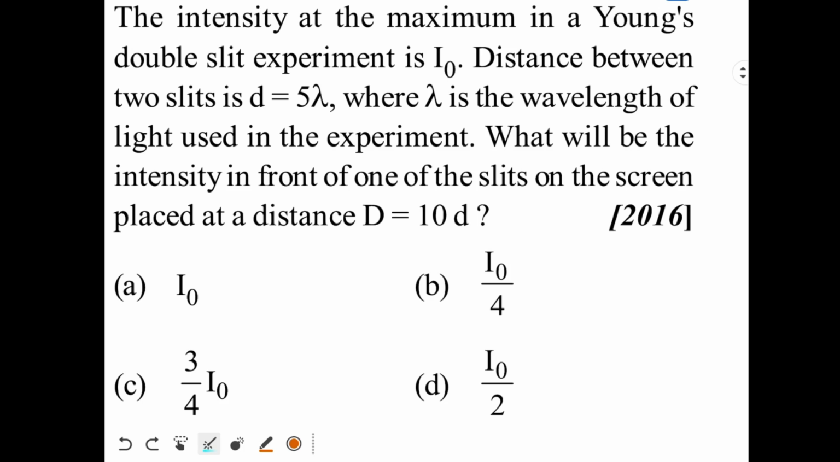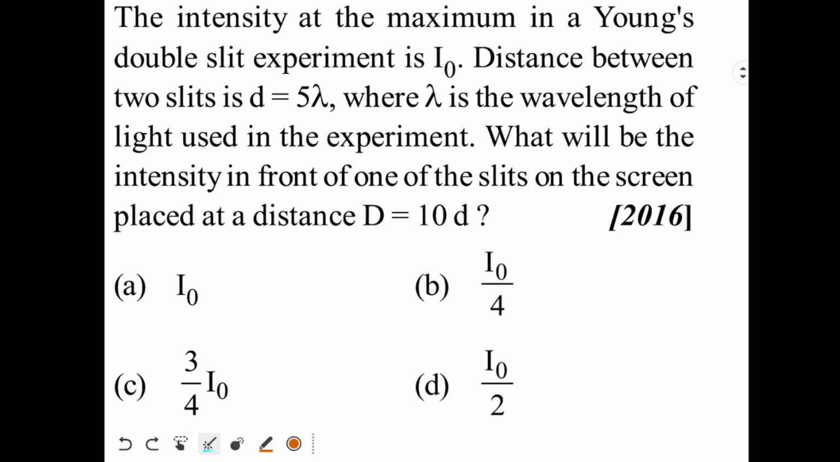Okay, let's see this question. This question came in NEET 2016. It is based on wave optics, Young's double slit experiment. So the intensity at the maximum in the Young's double slit experiment is I naught. Distance between two slits is d equal to 5 lambda, where lambda is the wavelength of light used in the experiment. What will be the intensity in front of one of the slits on the screen placed at a distance capital D equal to 10 times small d?